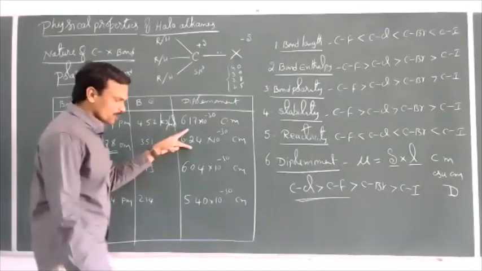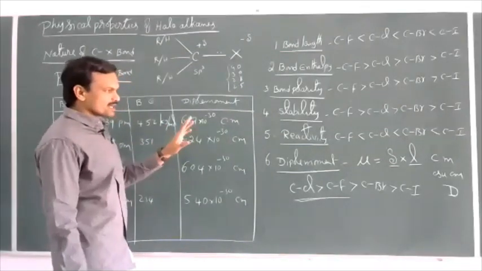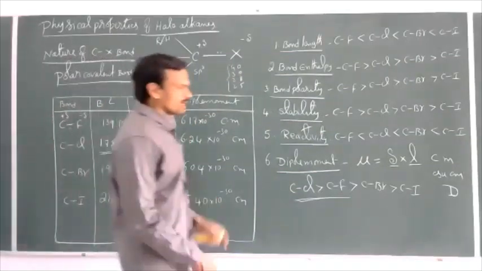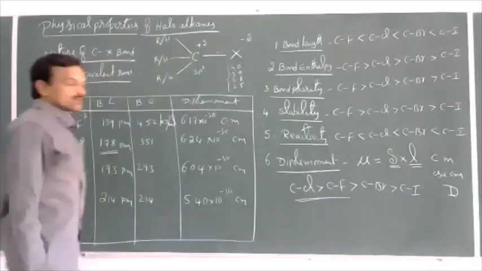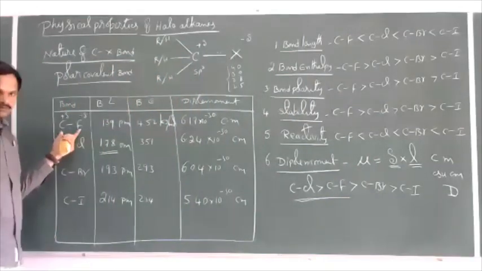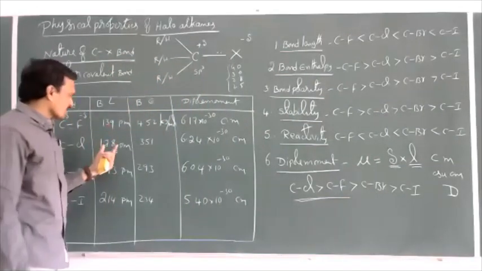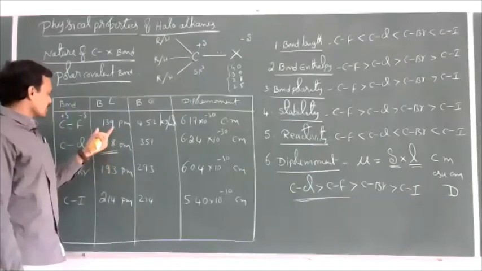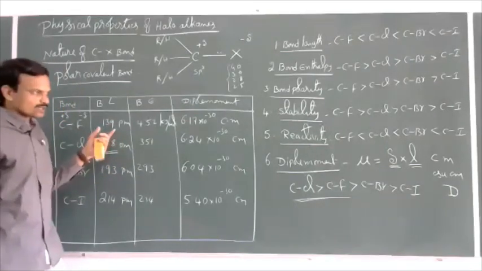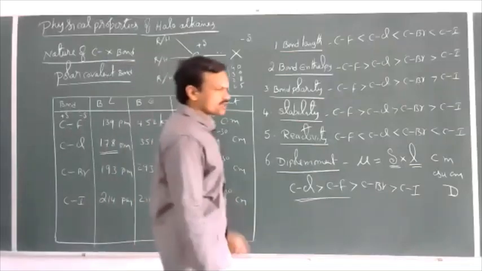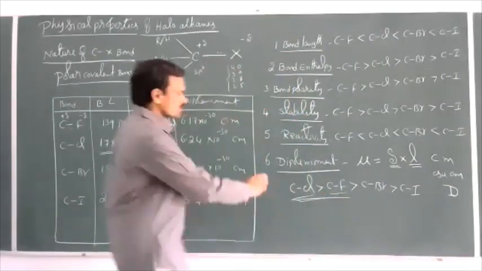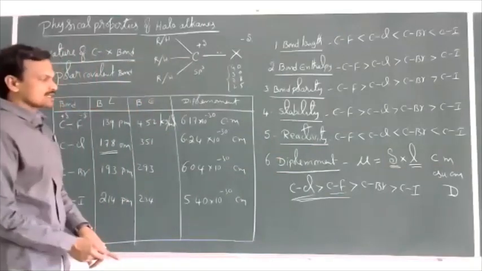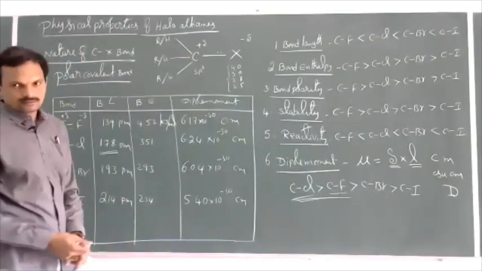Next, dipole moments. Dipole moment does not depend on a single factor. It is the combining effect of charge and length. In terms of charge, it is more for C-F, but in terms of length, it is more for C-Cl compared to C-F. So the product of the magnitude of length and charge is more for the C-Cl bond than the C-F bond. So the order of dipole moment is C-Cl greater than C-F greater than C-Br greater than C-I.